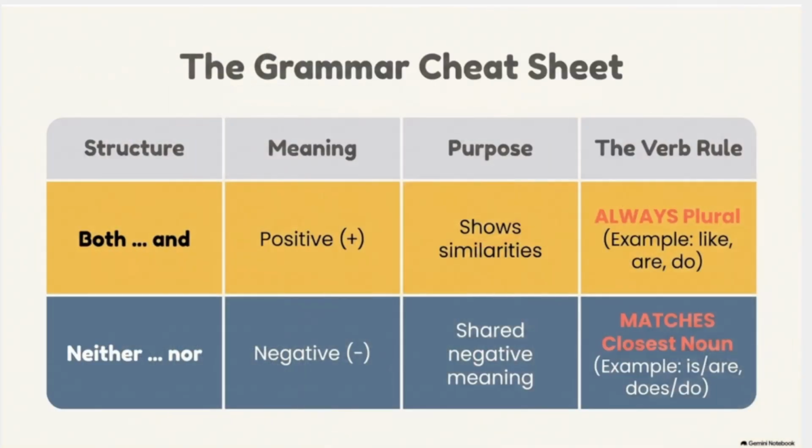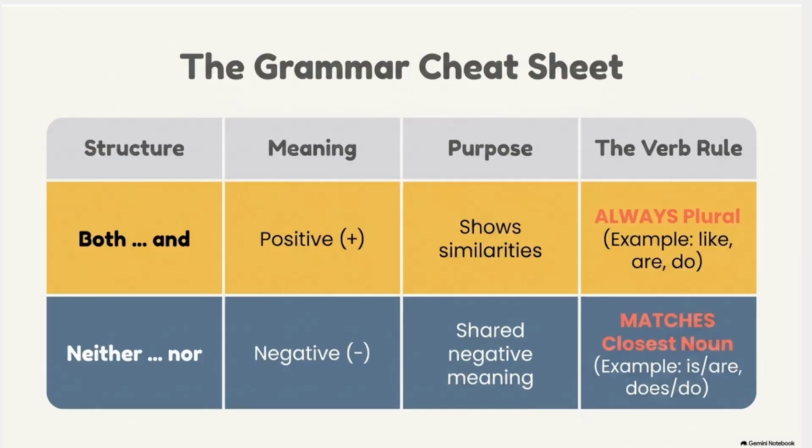The grammar cheat sheet. Let's stop here and make the two structures easy to remember. First, both and. It has a positive meaning. We use it to show that two people or things share the same situation. For example, both Sarah and Ali are students. And remember the verb rule. Both and takes a plural verb. For example, both Sarah and Ali are students. Not, both Sarah and Ali is students.